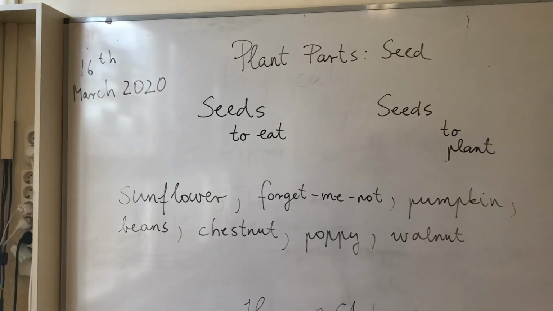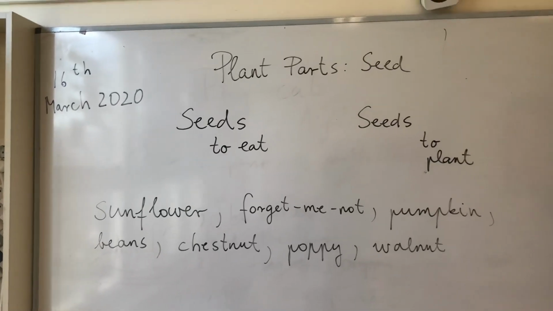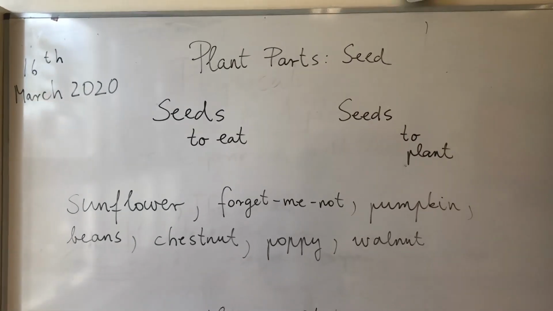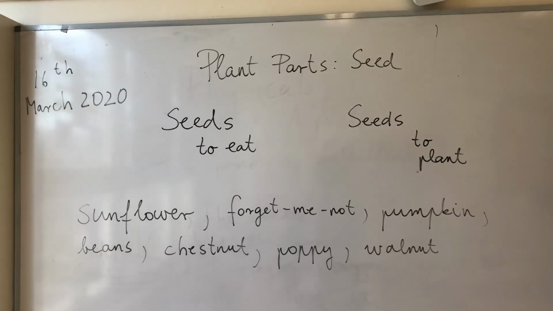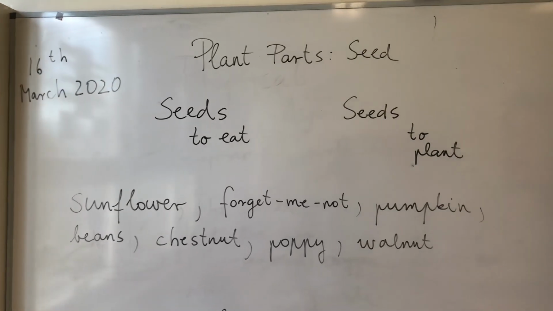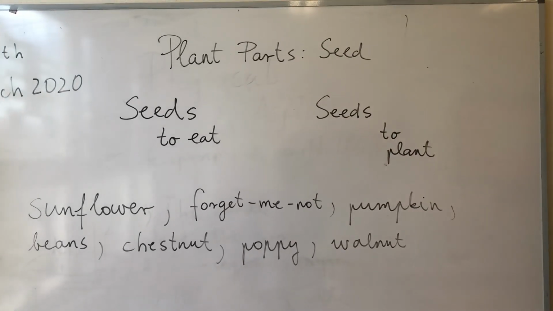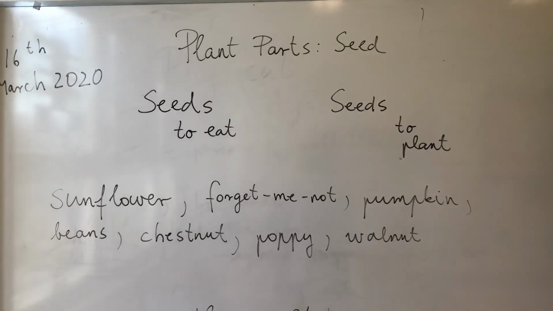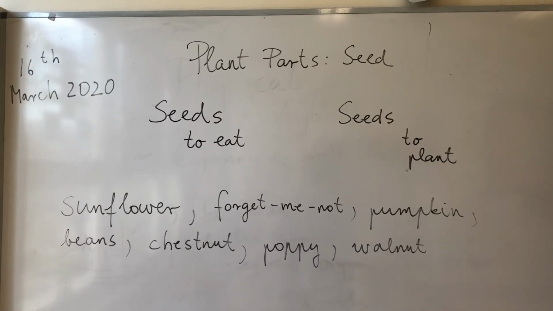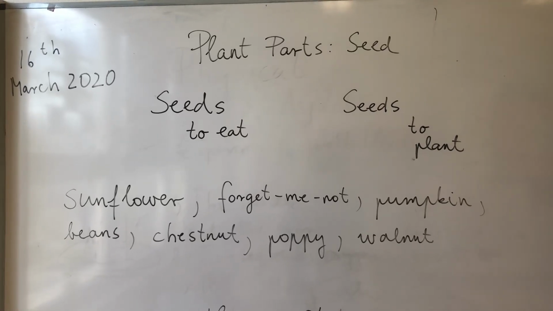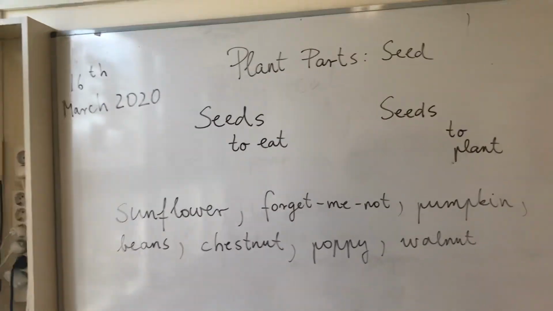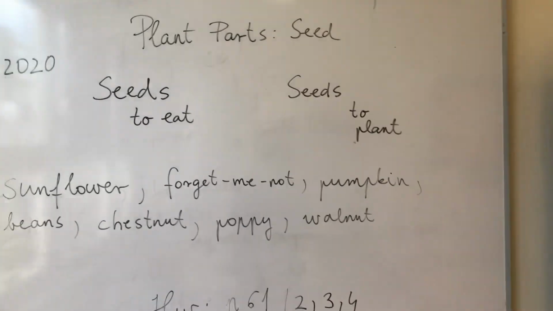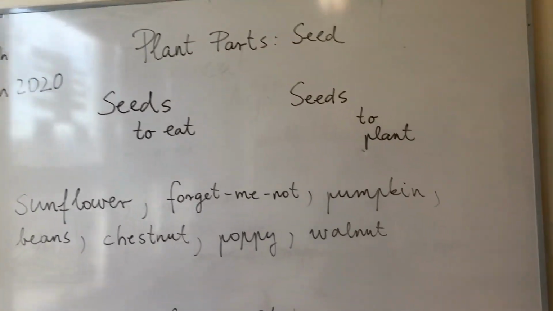Which of these is the so-called ne felejts, which is a small flower? Forget-me-not. Which one is tökmag? Yeah, pumpkin seed. Which one is napraforgó mag, szotyola? Yeah, sunflower. Which one is chestnut? In Hungarian, it's called gesztenye. Okay, and which one is mák? Poppy.